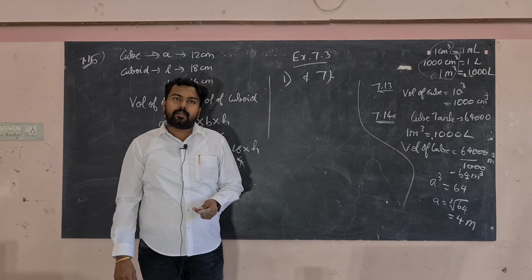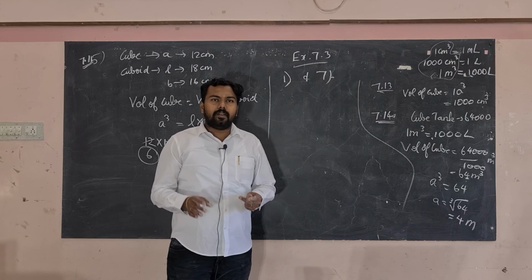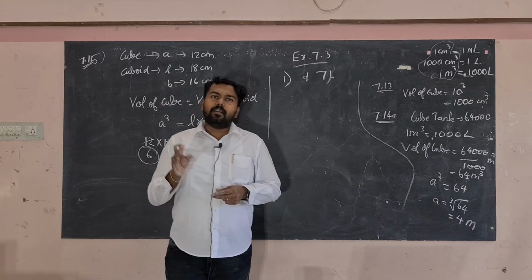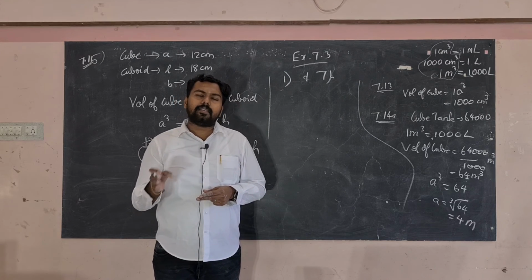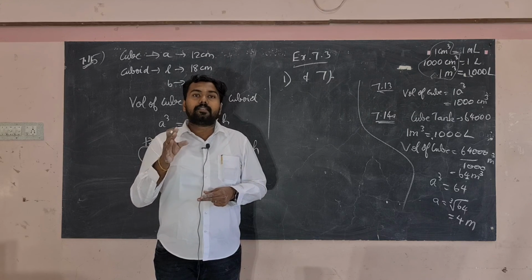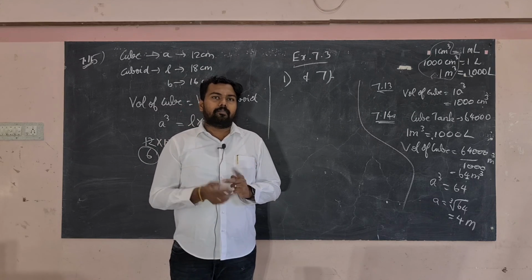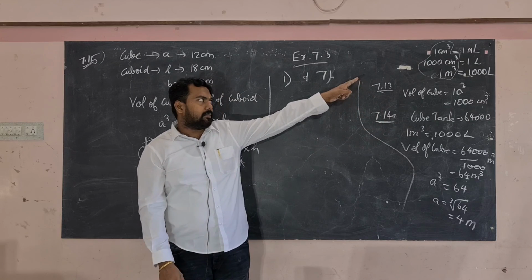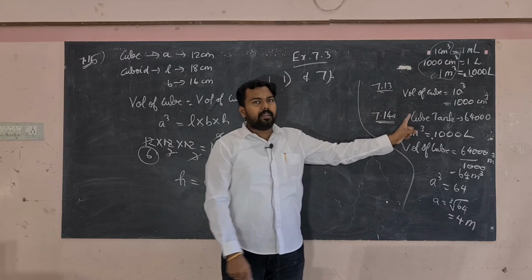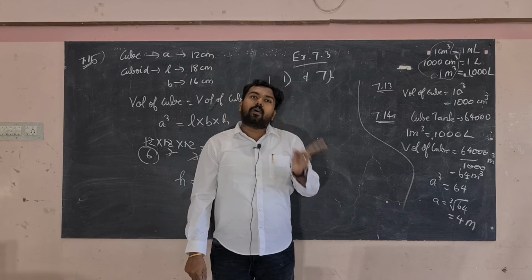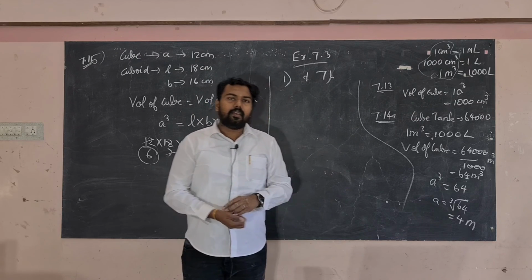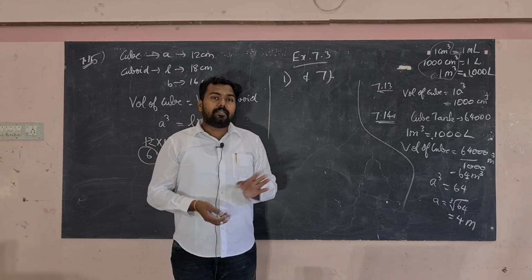I hope you understood today's video. Let me give a recap also. We know the formula for cuboid: volume of cuboid is length into breadth into height. What is the volume of cube? It is a cube. These two formulas you have to remember. You also have to remember this conversion: 1 centimeter cube is equal to 1 milliliter, 1000 centimeter cube is equal to 1 liter, 1 meter cube is equal to 1000 liters. So these three you need to remember.